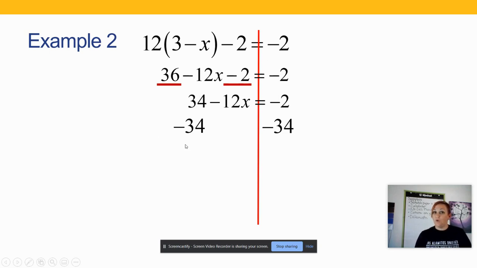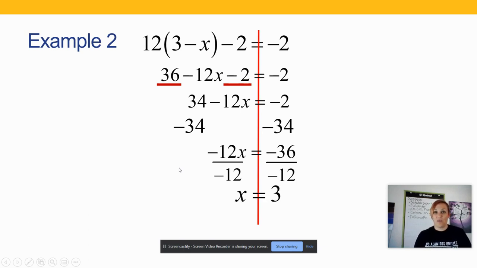34 minus 34, that cancels. That's good. Notice that the subtraction sign got carried down with the 12, so I will be dividing now by a negative 12, and my final answer is 3. You can plug this back in. Look, 3 minus 3 is 0. 0 times 12 is 0. And you're left with just the negative 2. So this one works very well.